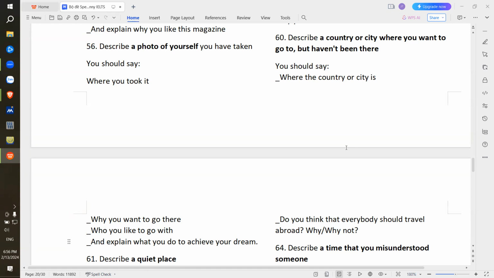I would like to describe Amsterdam. The city I would like to visit in the future. In the future. Which city? Amsterdam.